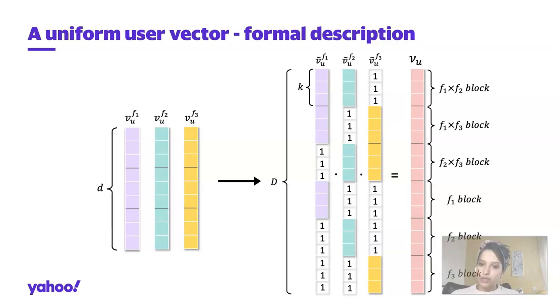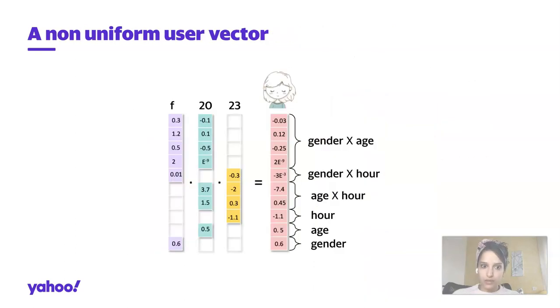So we asked ourselves, can we turn this into this? In other words, can we find a better representation, a non-uniform representation of our users by mapping its features differently? For example, what if gender cross age would get 4 entries and gender cross hour would get only 1 entry? Can it improve the results? Does it describe the user better?